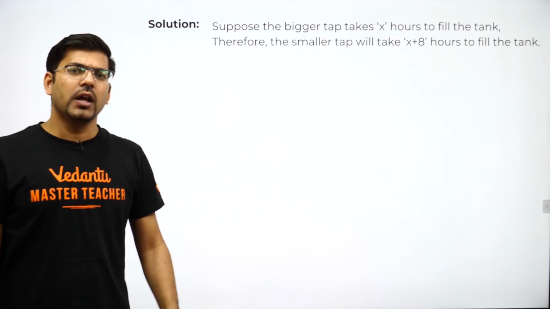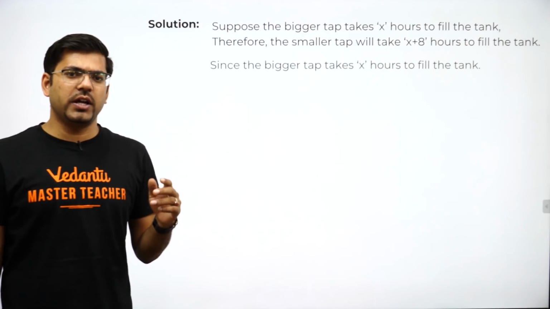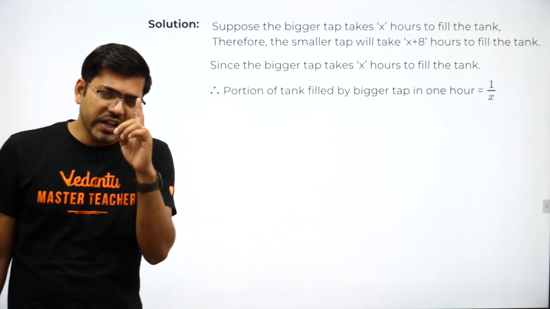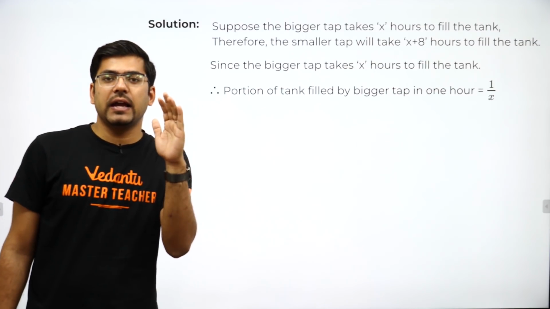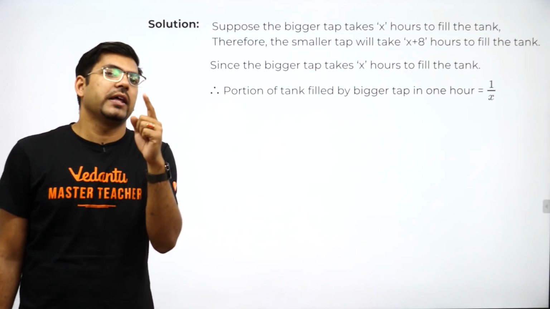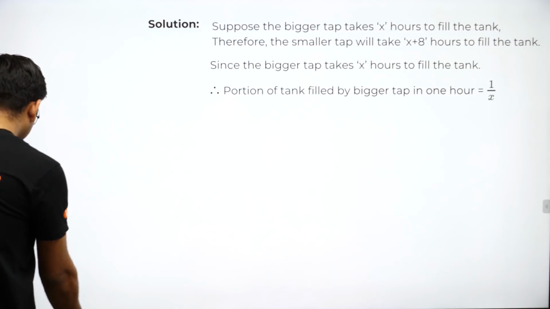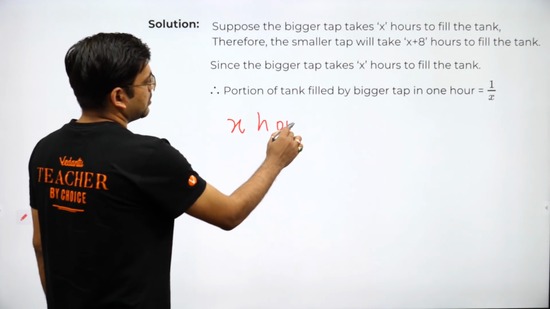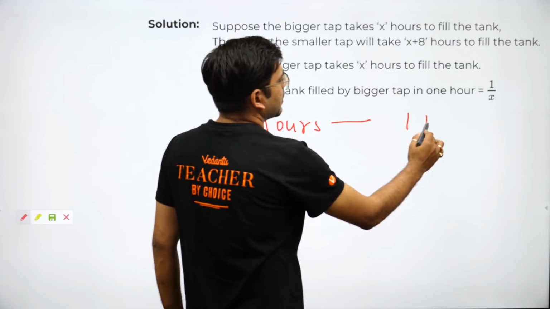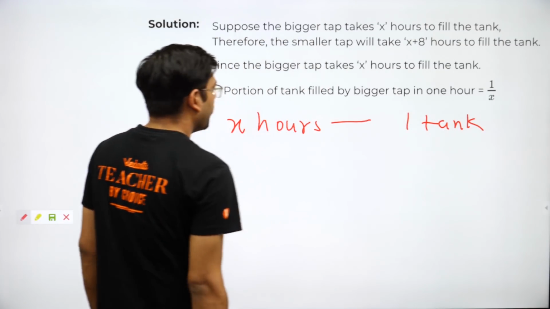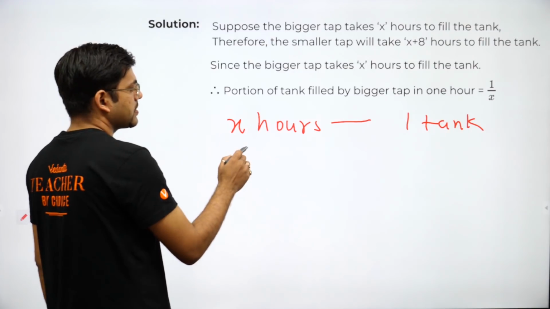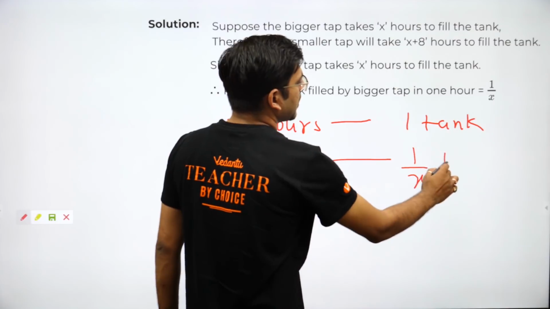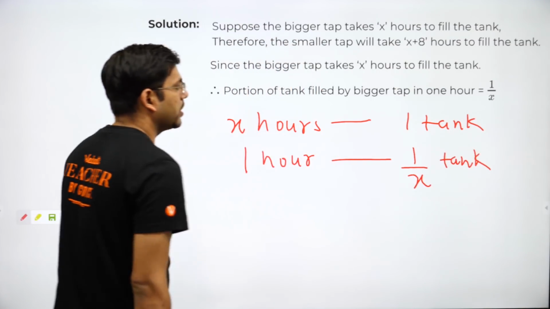Now, if I have taken x plus 8 hours, the first thing we will get here is that if a tap is filling one tank in x hours, then let's do this unitary method and make you understand. x hours, one tank. So if one tank is being filled in x hours, then in 1 hour, 1 upon x part of the tank would be filled. Do you agree with this or not?